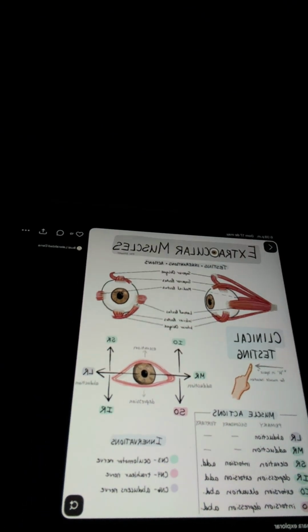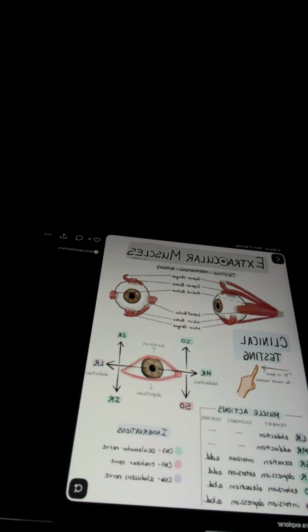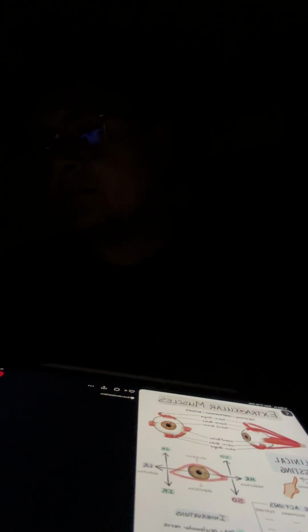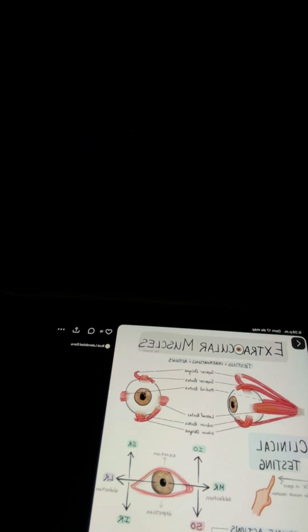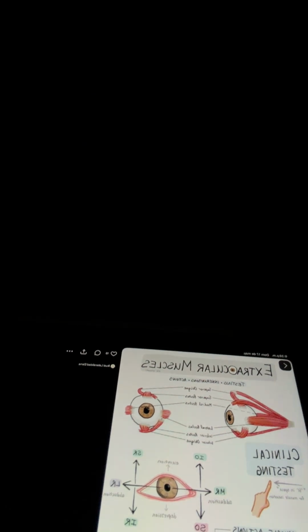Clinically, the orbit is important because trauma can cause orbital fracture, especially in the orbital floor. This may trap the inferior rectus muscle and cause diplopia, which means double vision.